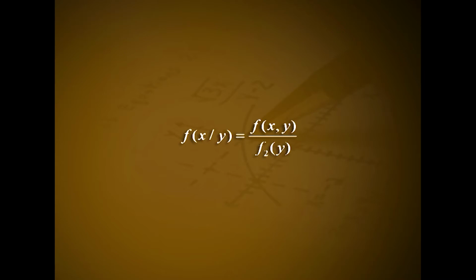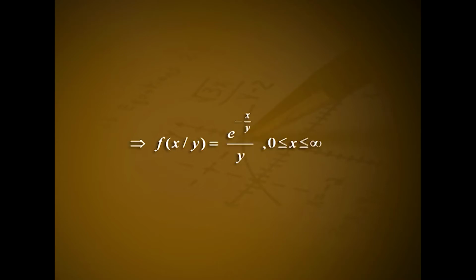f of x given y equal to f of x y divided by f2 of y. This implies f of x given y equal to e raised to minus x by y divided by y for 0 less than or equal to x less than infinity.